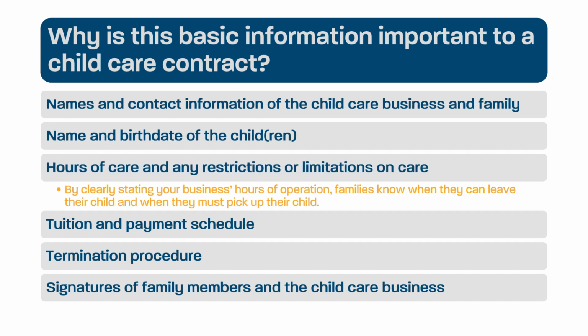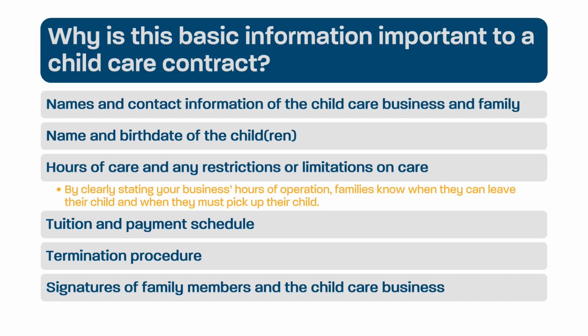Hours of care and any restrictions or limitations on care. List the hours of care in the agreement, the days of the week, the date when care will begin and end, and any specific dates that care is not provided. For example, if your childcare business is open from 7 a.m. to 6 p.m. Monday through Friday, then you will list that specificity. If your childcare business is closed the day after Thanksgiving, then list that information here.